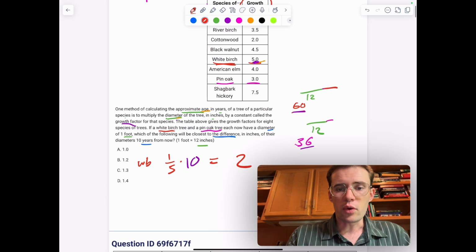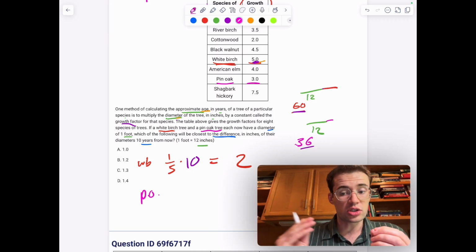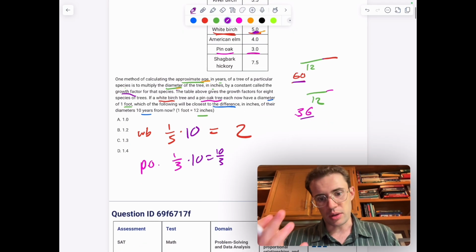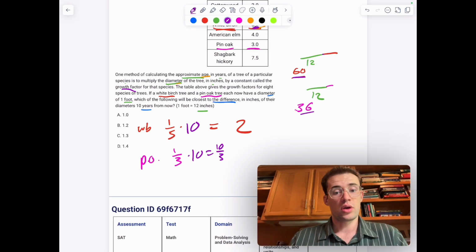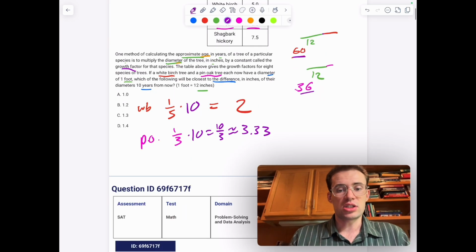It's 1/5 of 10. For the pin oak, this one's not going to work out to be a whole number, but it grows 1 inch in 3 years. So each year it's growing on average 1/3 of an inch. So 1/3 times those 10 years, say that's 10/3. 3/3 is 1, so 9/3 is 3. It's 9/3 plus 1/3. 3 and 1/3, you could estimate that to 3.33. Right, it's 3.3 repeating. That's how many inches this one grows.